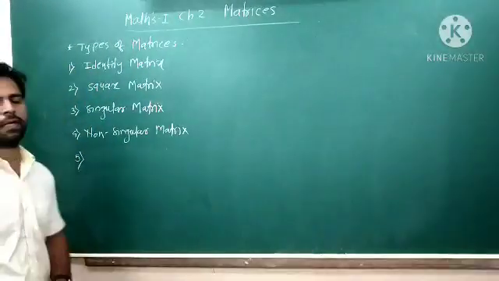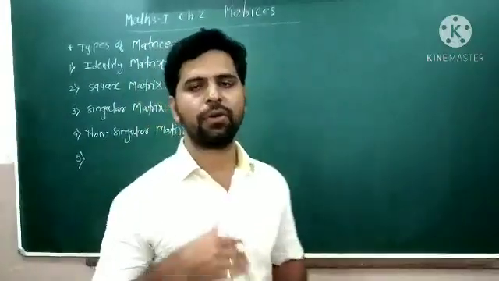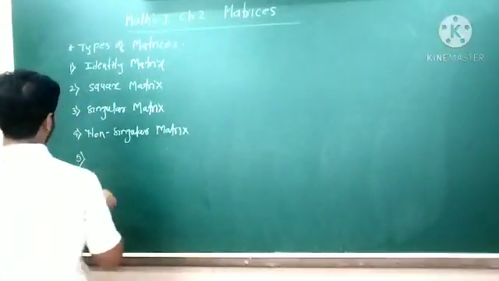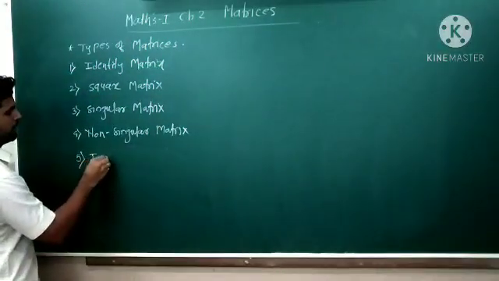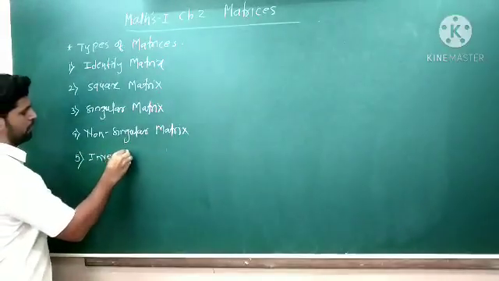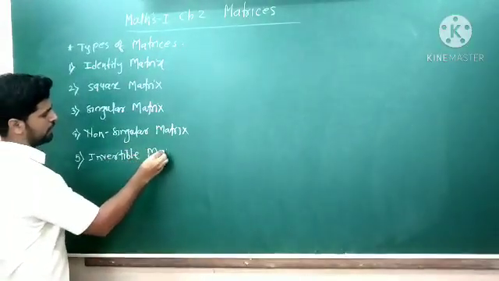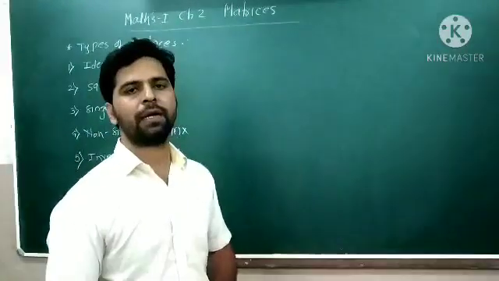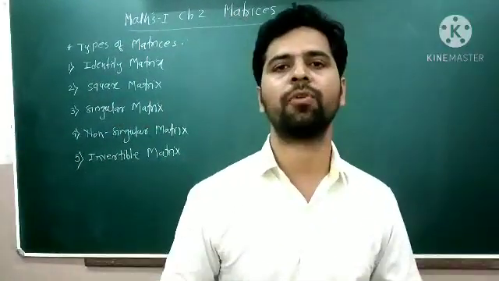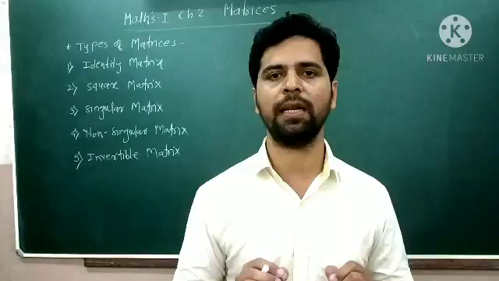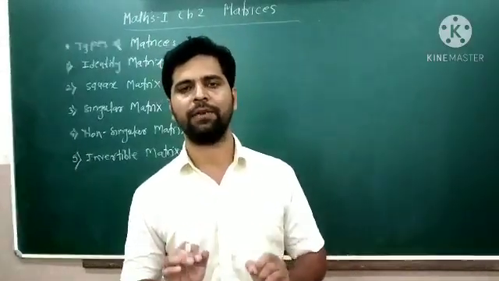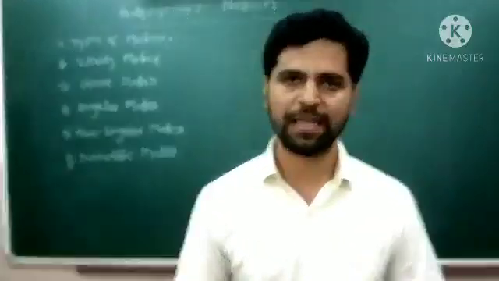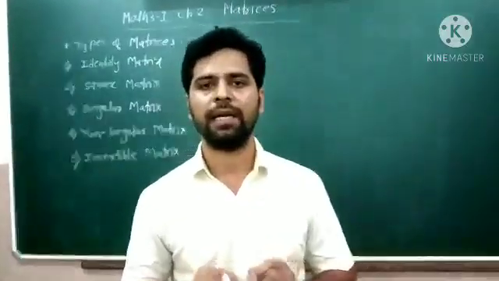Number 5. The next type of matrix, actually we have to take it later, but let's write that matrix type first. Invertible matrix. This is one point in our chapter. Invertible matrix. The matrix whose inverse exists, that type of matrix is known as invertible matrix.